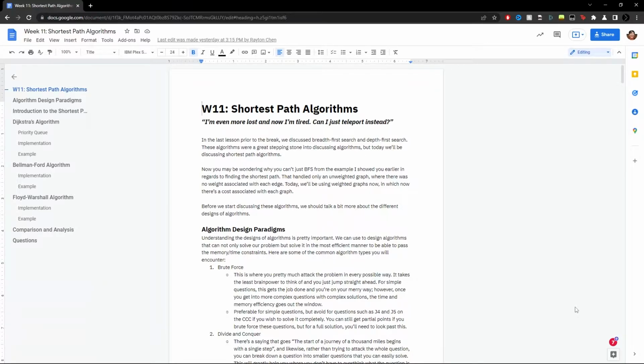Given the questions that I presented, as well as the example that I showed in BFS and DFS, you might be wondering why you can't just use BFS from the example I showed you earlier to find the shortest path. Now, that example was on unweighted graphs, meaning no edge has an associated weight, and each edge is exactly the same. So we can just assume that if we go one step at a time, we'll always find the shortest path first.